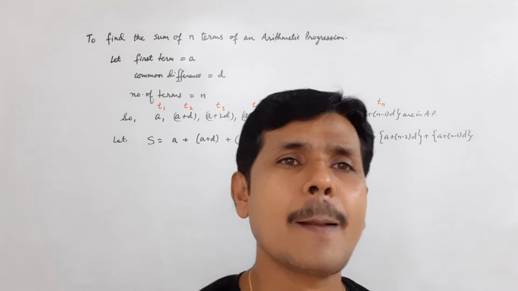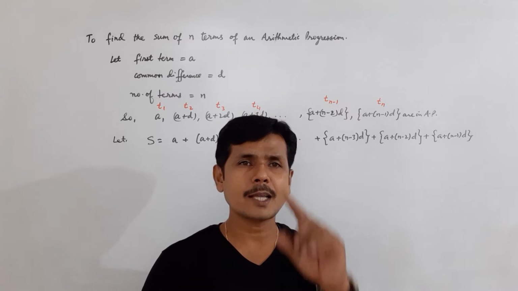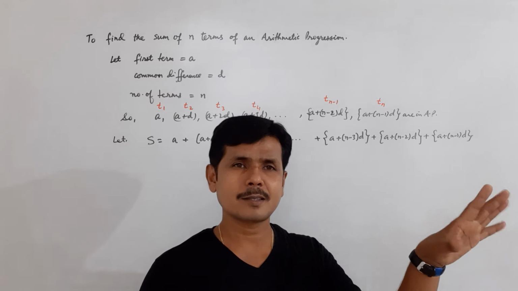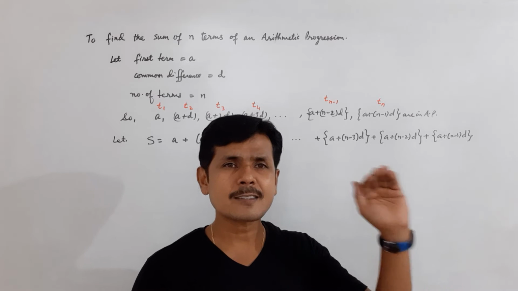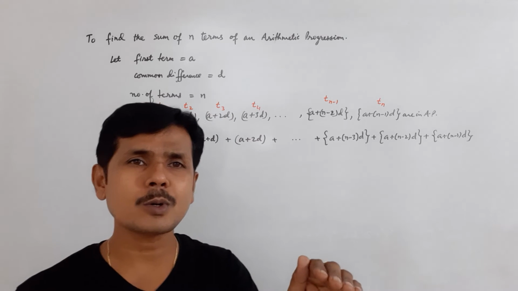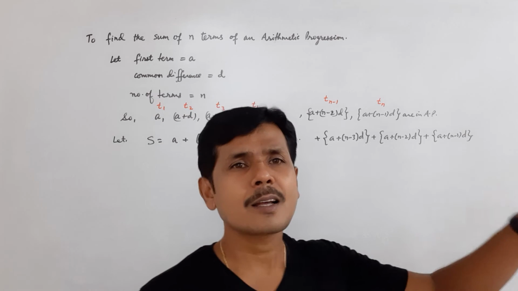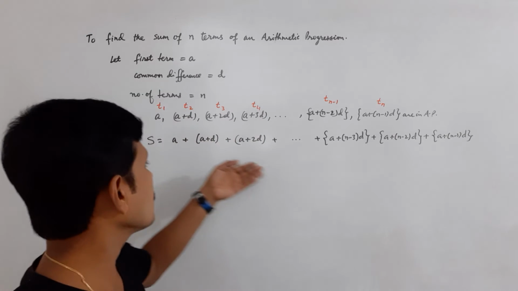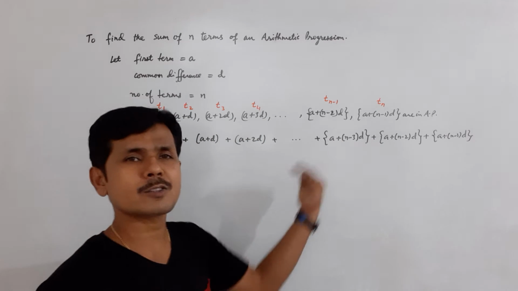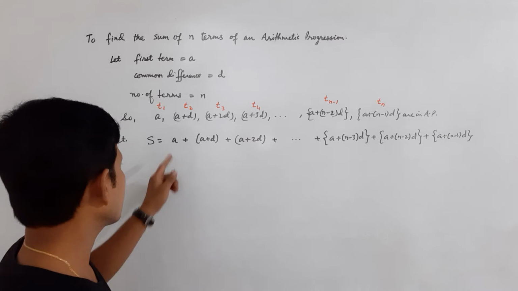You know that if I add 1 to 10, like 1 plus 2 plus 3 plus 4 till up to 10, its sum will be equal to the sum of 10 plus 9 plus 8 plus till 3, 2, 1. Is it clear? Now I am going to add this in reverse order. So its sum will be also equal to S.